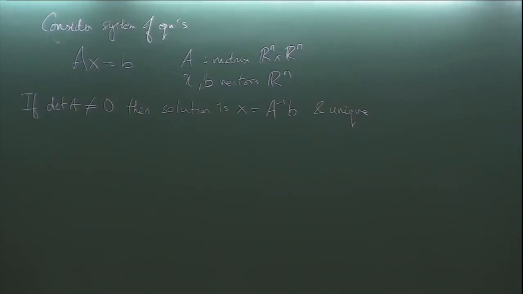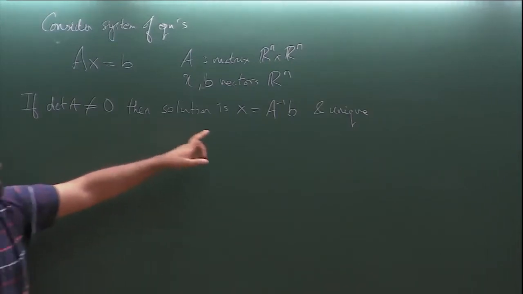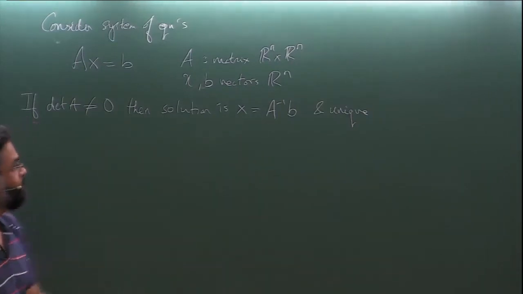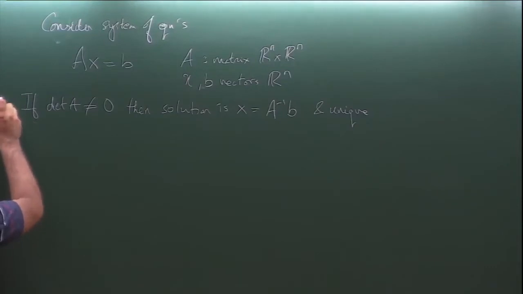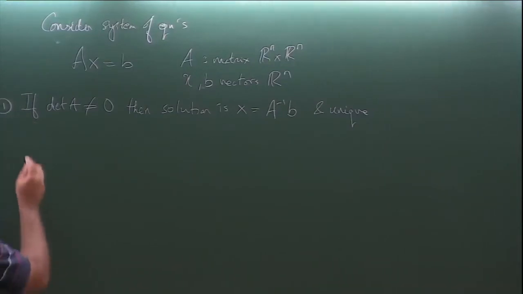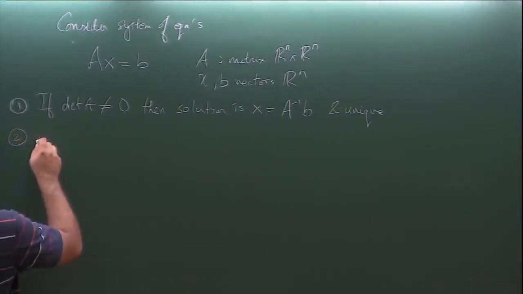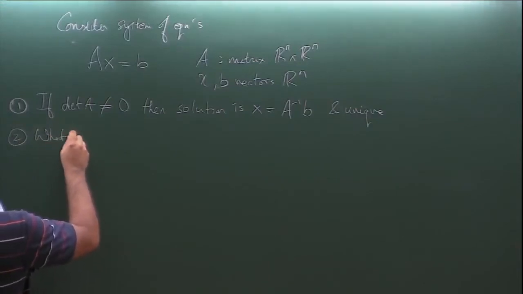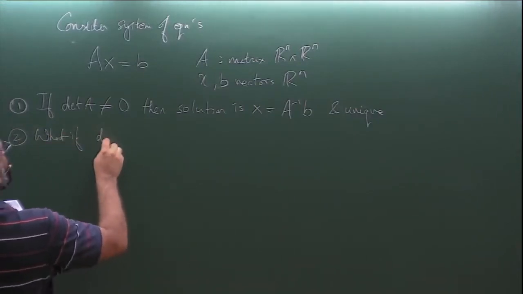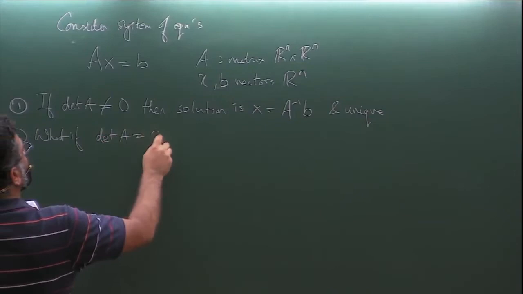So 3 is the matrix, and its determinant here is 3, and so I can divide by 3, and I can define the inverse. Okay? So this is case one. We'll be interested in case two. What if determinant of A is 0?